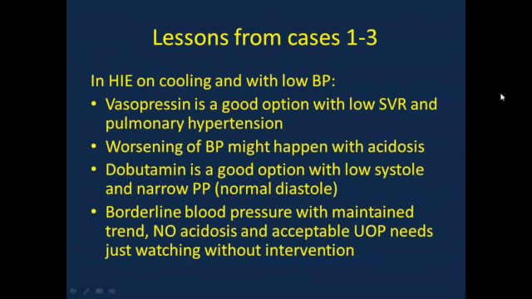And remember, dobutamine should be avoided if you have very low diastole, because dobutamine is a strong beta stimulant. So if you have both low diastole and low systole, it's preferred to use a dual medication like dopamine or epinephrine. Borderline blood pressure with a maintained trend, no acidosis, and acceptable urine output needs just watching without any intervention.